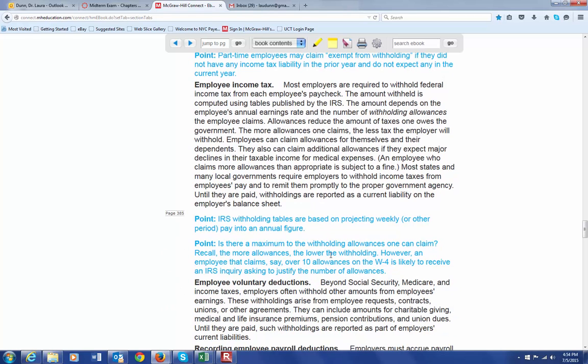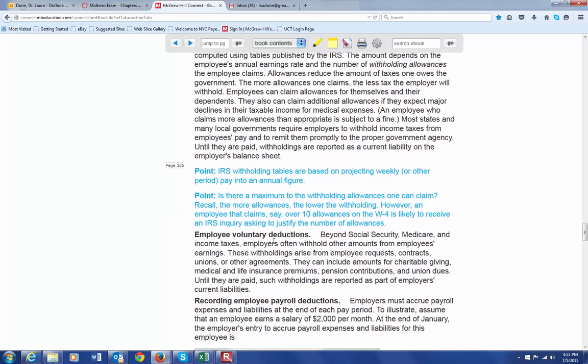So that figure is going to be based on what you record when you fill out your W-4 when you start working for that company. Now, there may also be some voluntary deductions, like if you choose to be part of the health plan, then you may have a deduction for your health insurance. And there could be other things like pension, union dues, those types of things.